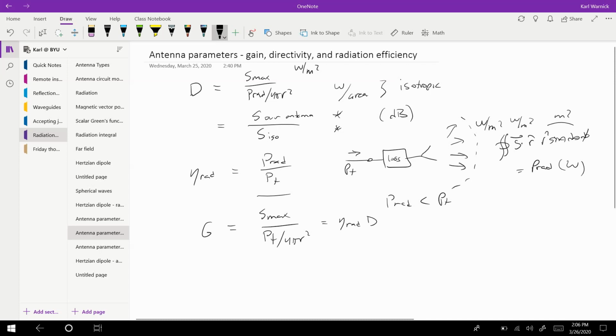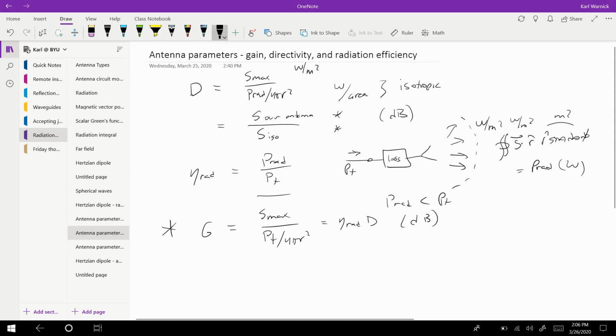Now, gain is a little fairer measure of the performance of an antenna because it includes losses. I could have a really directive antenna, but if it had a lot of loss, just a lot of resistance unnecessarily, the gain would be poor. So that's kind of a truth in advertising quantity. And just like directivity, we report that very often in dB. 10 log 10 of the gain is a natural number.